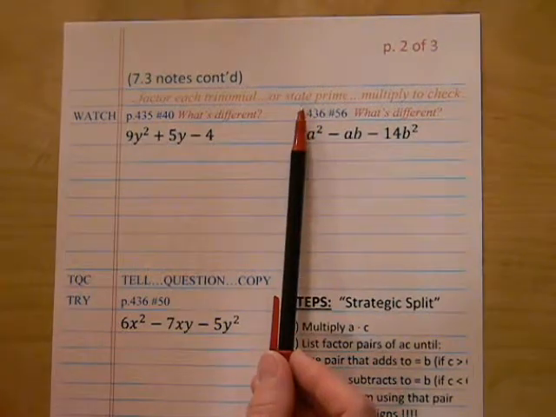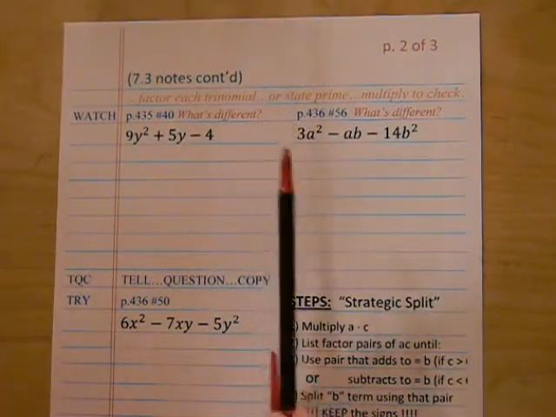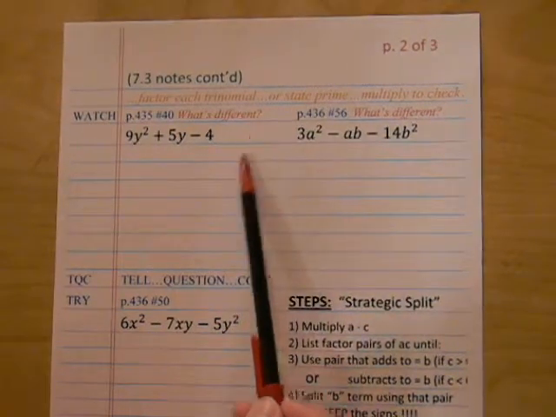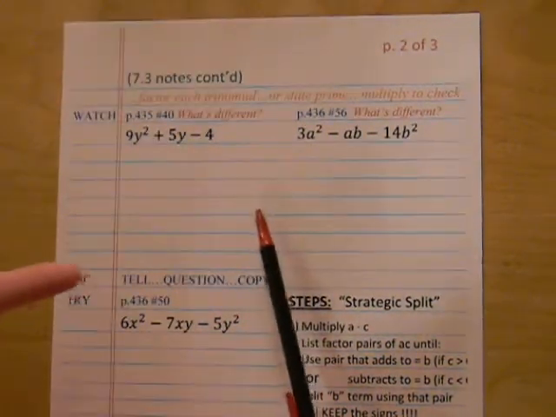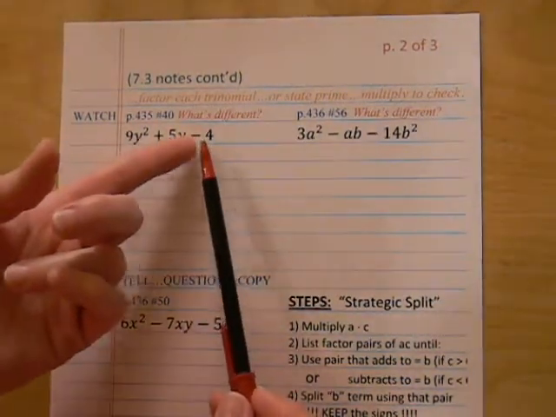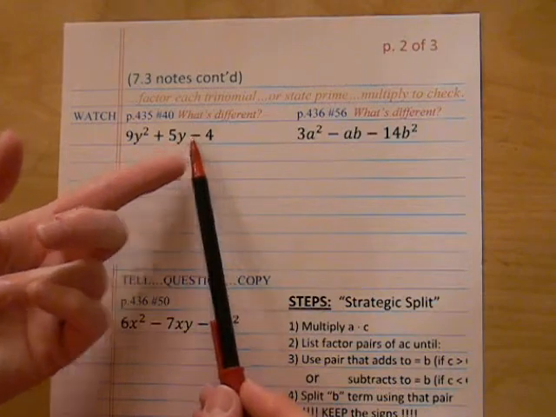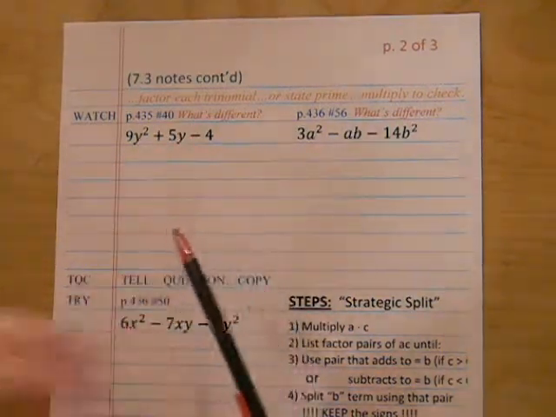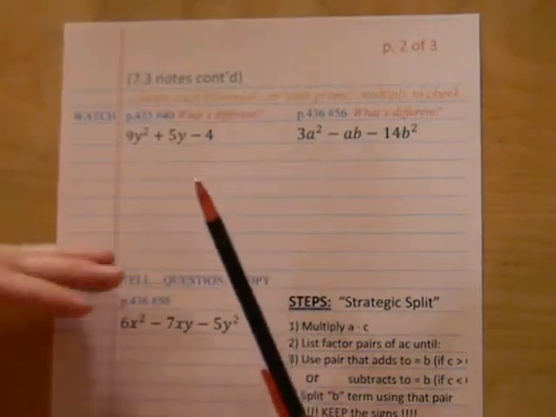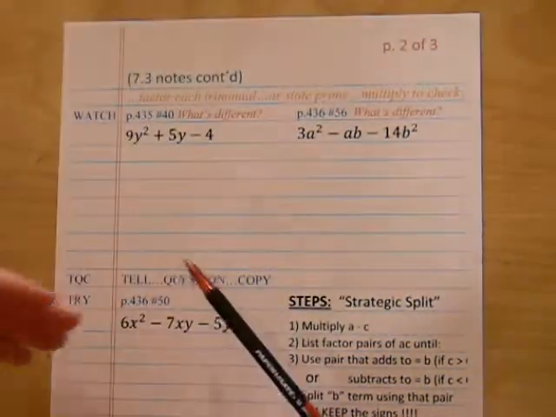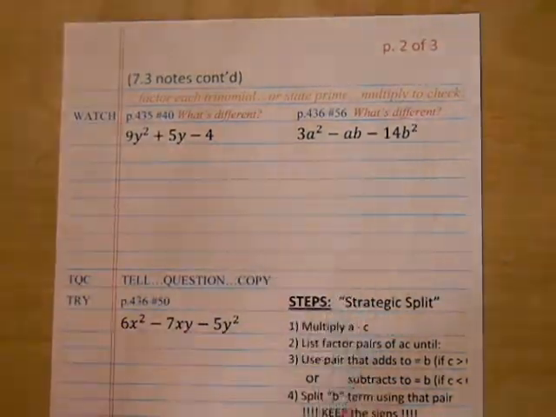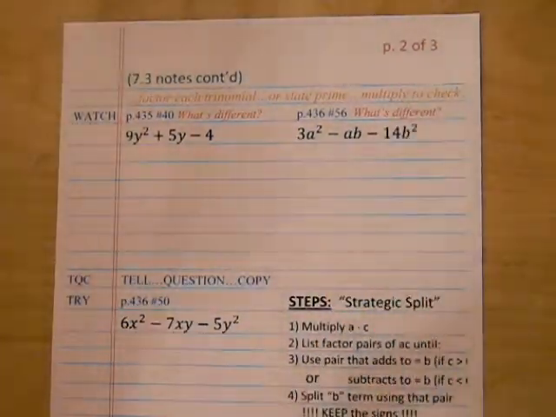Prime would happen again if, once you get your A and C multiplied together and you start listing factor pairs, you can't find any that will equal B either when added together or subtracted, depending on what your sign is here. You can't find a pair that works, then it's prime. Now if you pull out a GCF, you still have that as a factor, so it is factorable if there's a GCF. But if there's no GCF and no pair, then the whole thing is prime. And of course you can multiply to check.